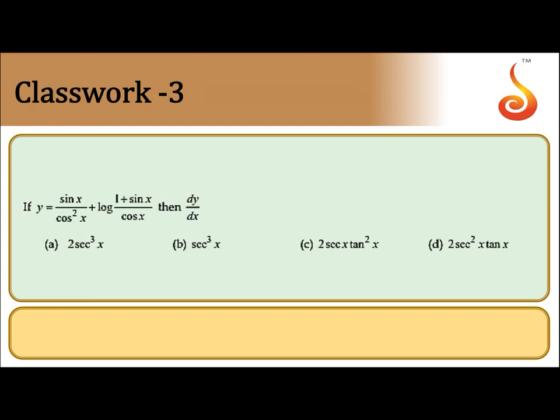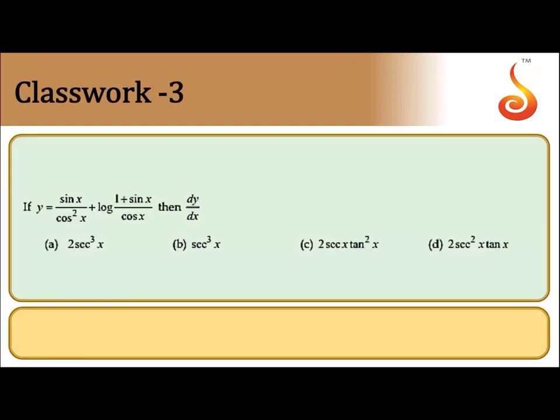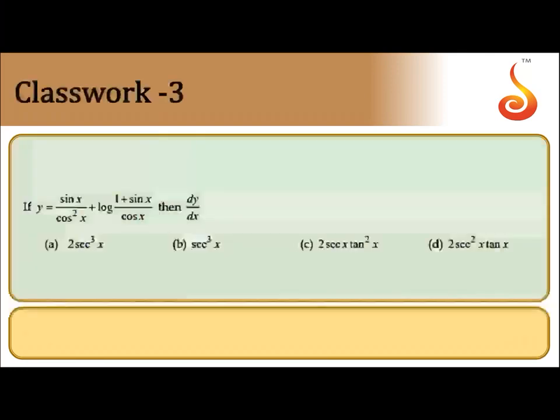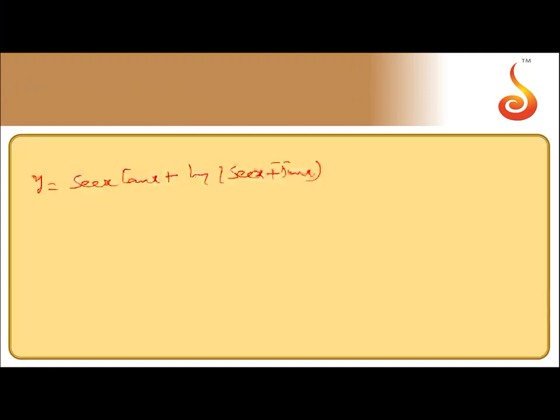Coming to the next one, y is equals to sine by cos square x. The answer is in terms of secant and tan. Why don't you convert in terms of tan? Sine by cos is a tan into secant. Y is equals to secant x multiplied by tan x plus 1 plus sine x by cos x, logarithm of secant x plus tan x. Now dy by dx is equal to how much?